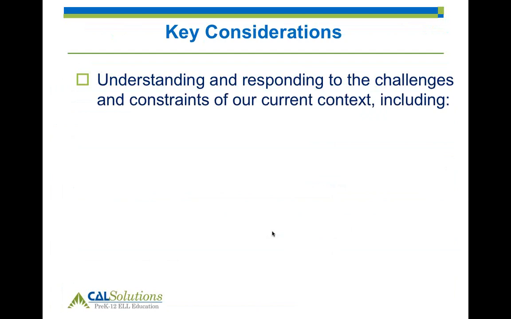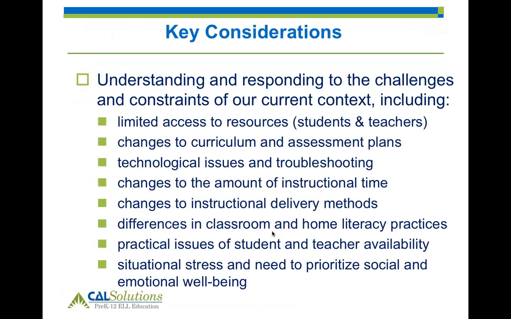And some of these include limited access to resources, as Jamie mentioned, and that can apply both to students and to educators in terms of the technology available, changing curriculum, as well as assessment requirements, maybe at a state or district level, technological issues and troubleshooting, amount of instructional time is changing, as well as delivery methods, and differences in classroom and home literacy practices, practical issues of student and teacher availability, and situational stress, and the need to really prioritize social and emotional well-being right now, and having that be the framework through which we see our assessment decisions.